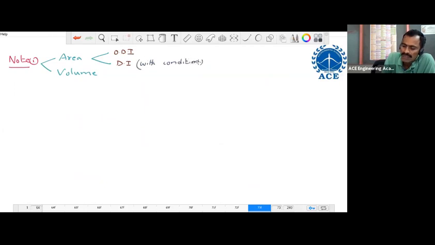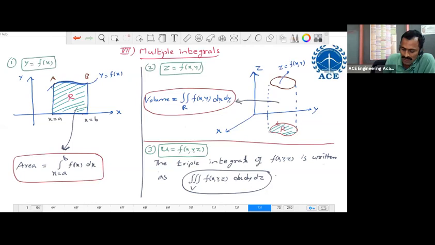Double integral with the condition. To find the volume of the region, in general, the volume is given by double integral only. In general, area is given by single integral. But to find the same area, we can use double integral also, but with a condition only. Next, in general, volume is given by double integral, but we can find the same volume by using triple integral also. Triple integral means with the condition only.